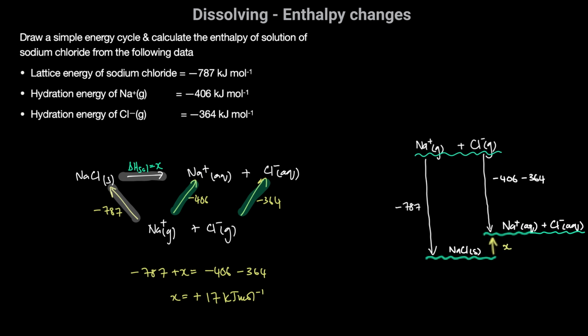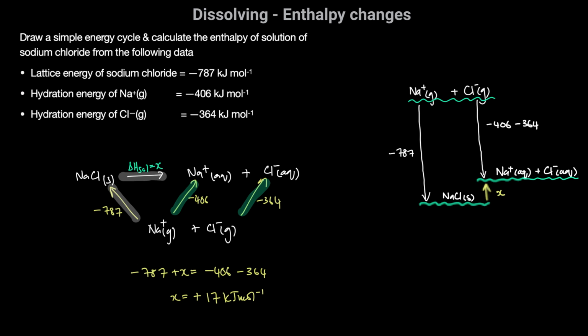Now, of course, over here we can also draw the energy cycle the following way. We start with gaseous ions. The energy change from these gaseous ions to the solid lattice is the lattice enthalpy of sodium chloride, that's minus 787. And the energy released when these gaseous ions are dissolved to form aqueous ions is the hydration energy of sodium ions and chloride ions over here. So we have minus 406 for sodium and minus 364 as the hydration enthalpy for chloride ions.